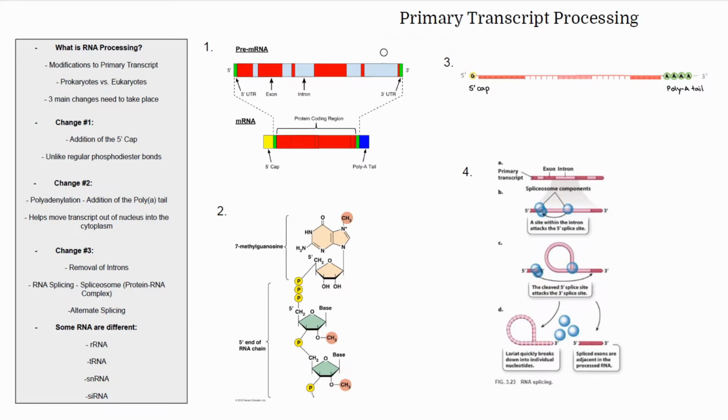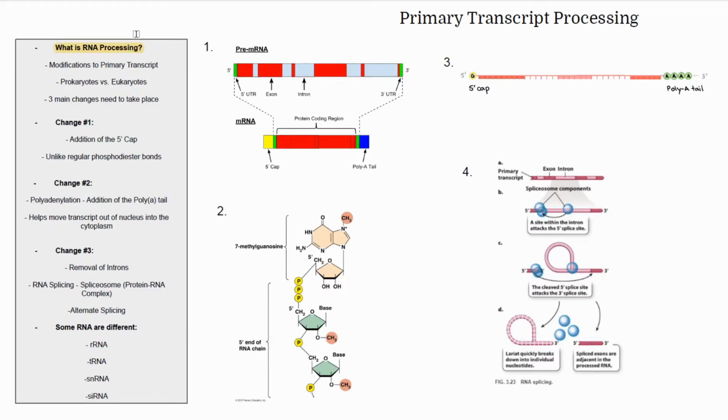Hey everyone, in this video we'll be discussing primary transcript processing, also known as pre-mRNA processing or simply RNA processing. We'll start this video off by talking about what RNA processing is. We'll then go on to talk about the three different changes that take place to turn a pre-mRNA or primary transcript into a mRNA. And lastly, we're going to discuss some of the differences between protein coding transcript and different types of RNA. So let's get started.